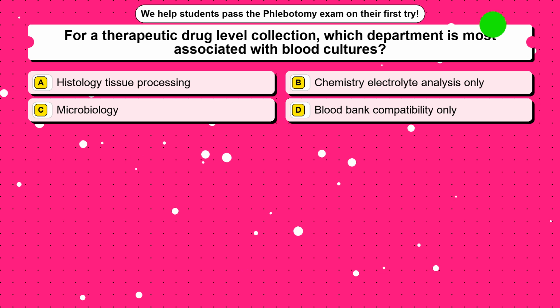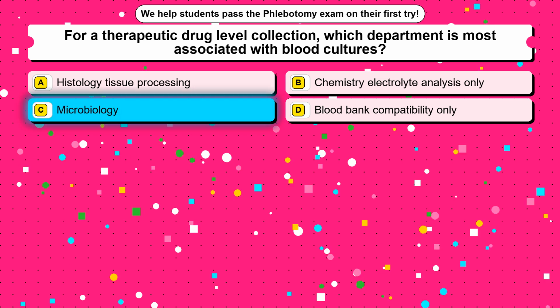Question 67. For a therapeutic drug level collection, which department is most associated with blood cultures? Option A, histology tissue processing. Option B, chemistry electrolyte analysis only. Option C, microbiology. Option D, blood bank compatibility only. The correct answer is option C, microbiology.